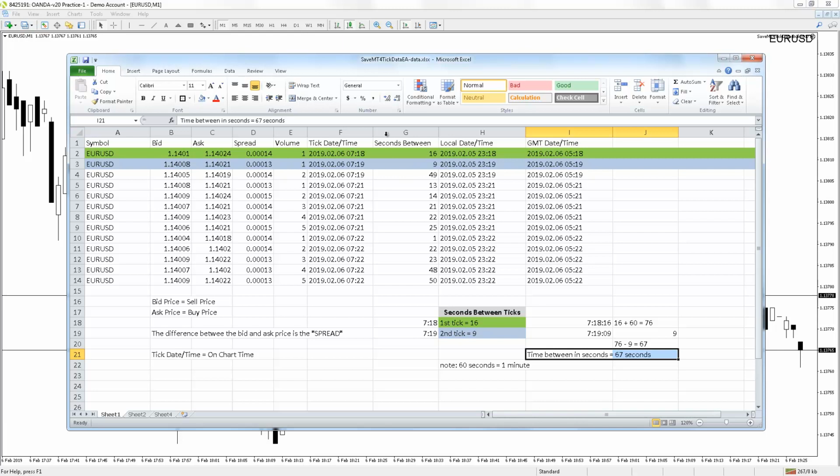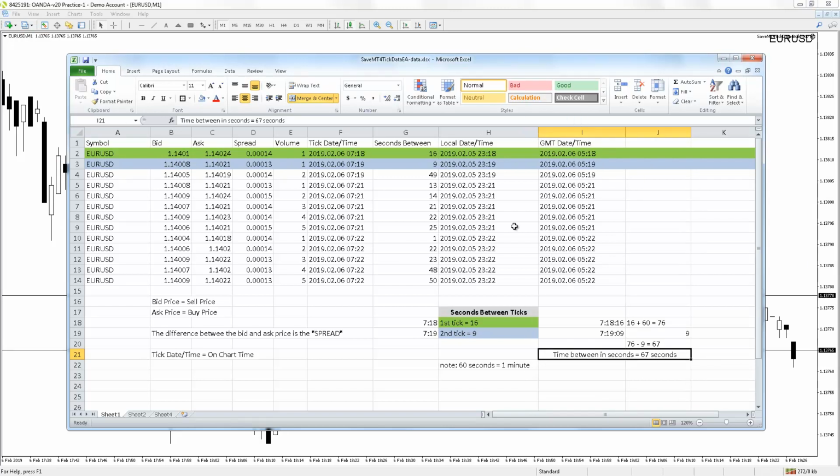Okay, let's merge those together. So that tells you, from tick 1 to tick 2, it took 1 minute and 7 seconds for the next tick to happen. I'm going to slide that out a little bit more.